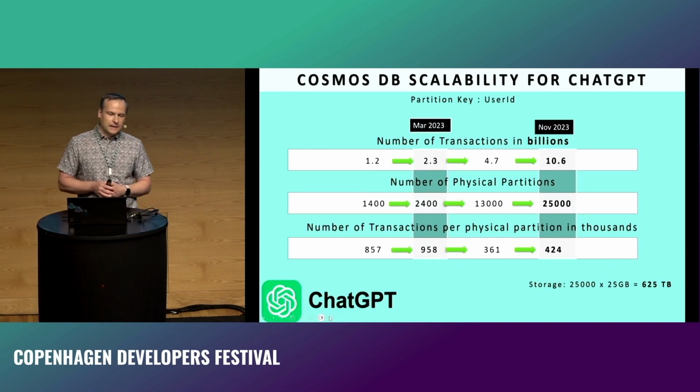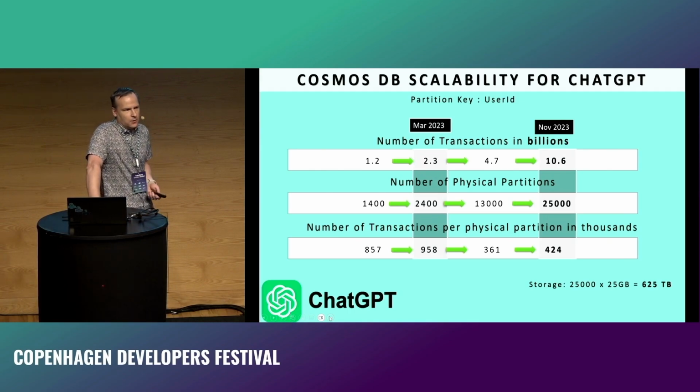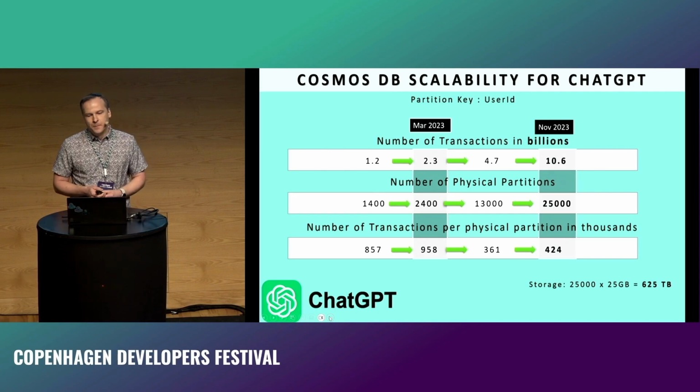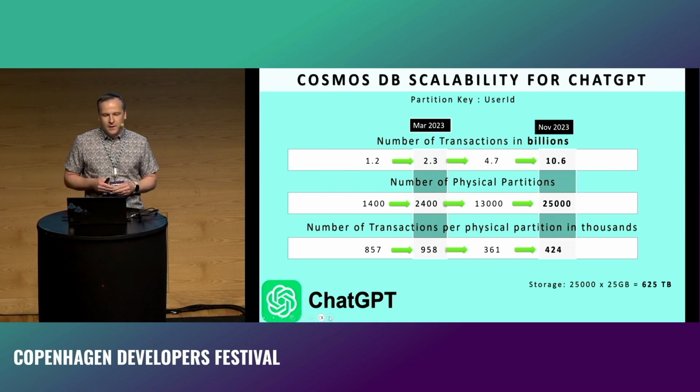I was watching a video from the Cosmos DB team, and they share this information. I don't know if you know or not, but ChatGPT is actually using Cosmos DB in the backend. These are the numbers they delivered in that video. The first one gives you the number of transactions, in the billions. In March 2023, Cosmos DB was handling 2.3 billion transactions. As they put in more bundles and features, that number went crazy. In November, we have 10.6 billion transactions.